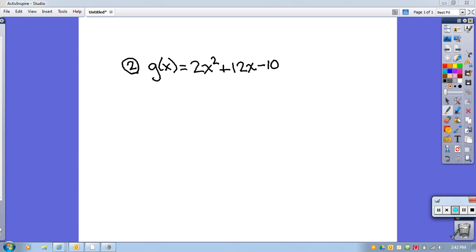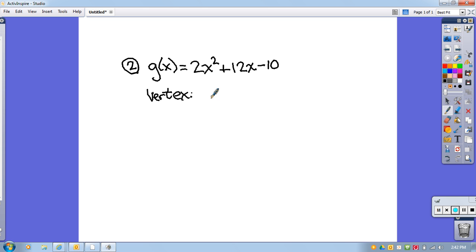This is Math 141, Practice Test 1, problem number 2. We're given this function, and we're asked to find the vertex and the intercepts of it. We know that it's a quadratic, so let's do the vertex first. There are a couple of ways I know to find the vertex. I could complete the square.